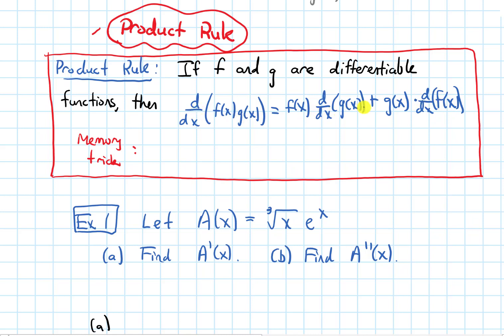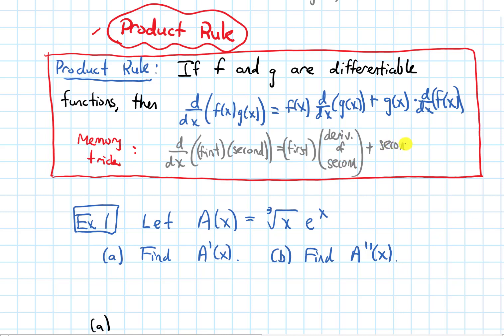Okay, so this is the rule, and I want to give a memory trick for this. So the way that I remember this is I have the derivative, and I call these two functions the first function and then the second function. So the derivative of first times second is the first times the derivative of the second plus the second, and then you sort of switch it, plus the second times the derivative of the first.